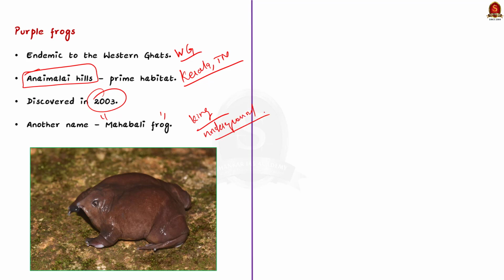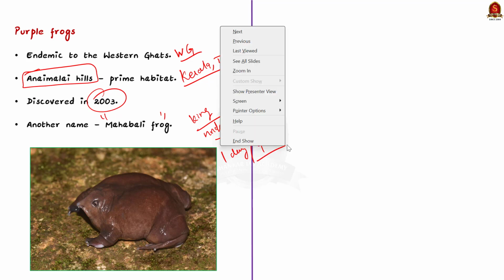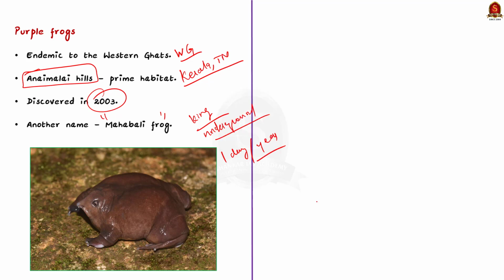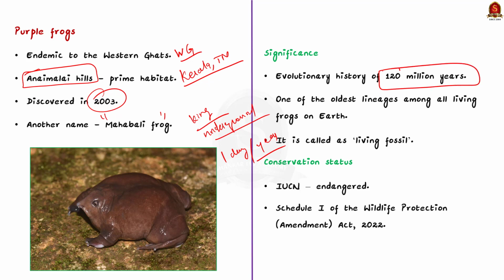Likewise, this frog lives underground and only appears on the surface one day in a year. Now, why is this frog significant? This frog has an evolutionary history that goes back 120 million years. This is one of the oldest lineages among all living frogs on Earth. So this frog is a living fossil.